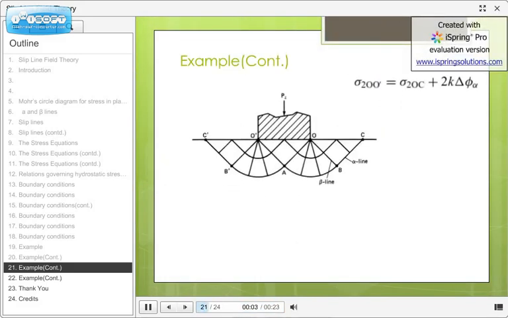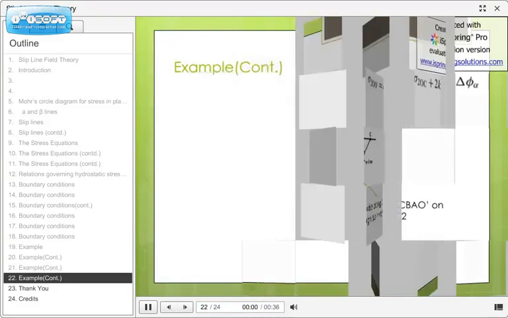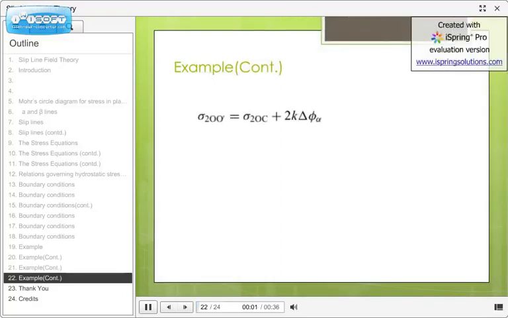Now for sigma to O dash, we require the change in phi from C to O dash along the alpha line. For delta phi, rotating clockwise along C B A O dash on alpha, we get phi equals pi by 2. So delta phi equals minus pi by 2. Hence we get sigma 2 OO prime equals sigma 2 OC plus 2k delta phi alpha. Now sigma 2 OC equals minus k, as I derived before, so we get minus k plus 2k into minus pi by 2.